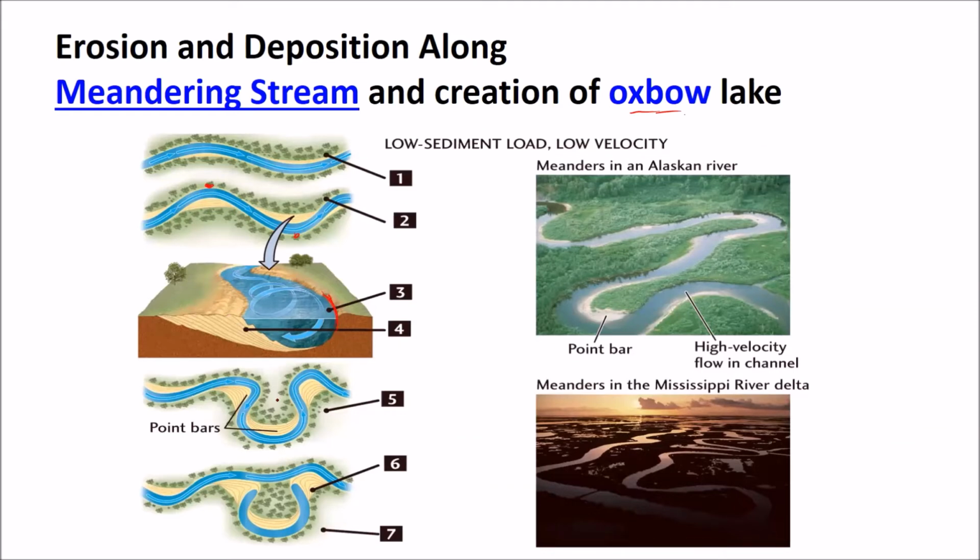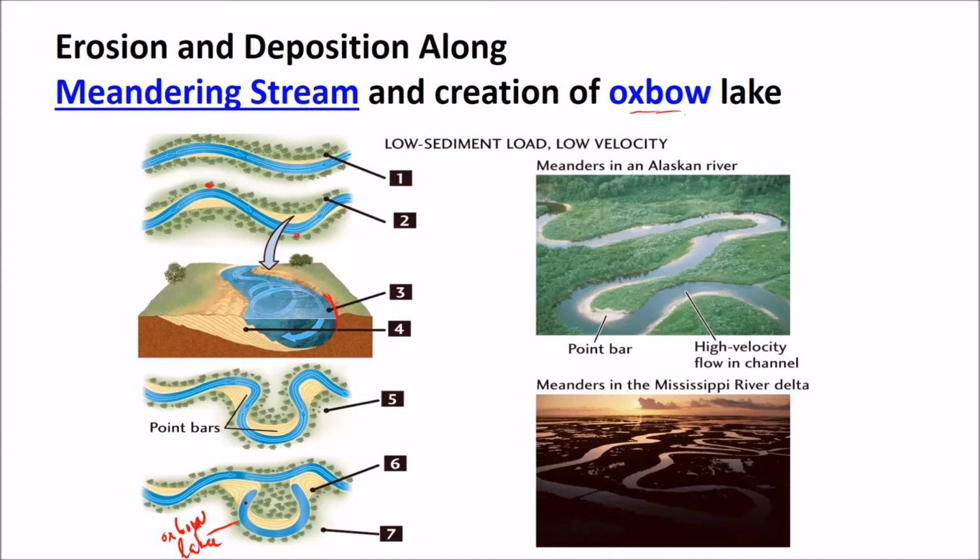After a certain time, after a long time, the river can change direction, and maybe at a certain time the river cuts through here and runs in this direction, and we are left with this, the oxbow lake. So actually it's a dead river.